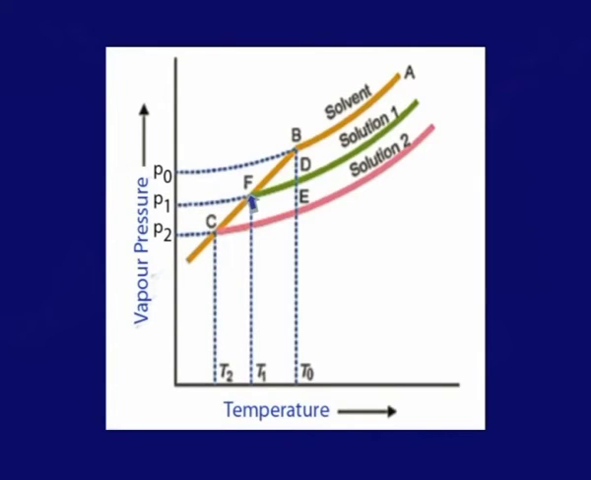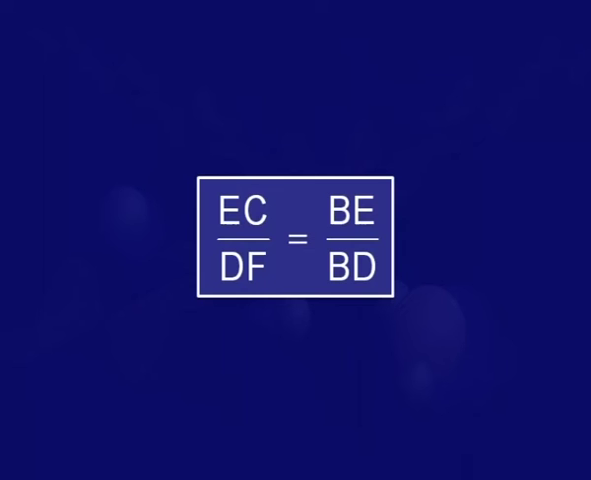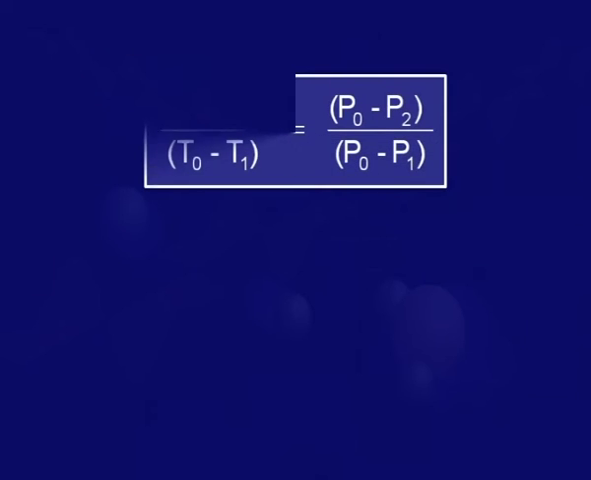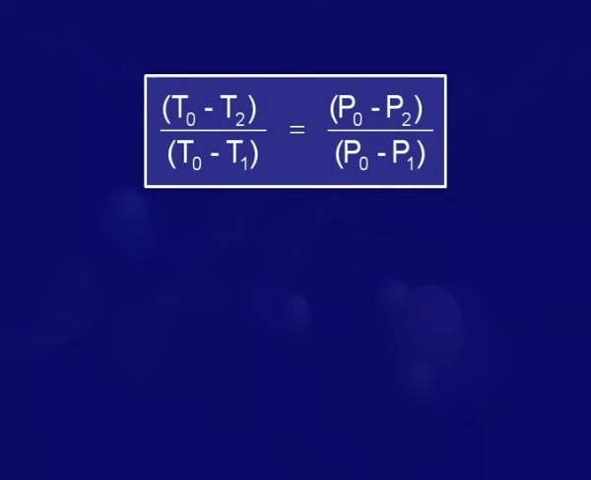For very dilute solutions, the curves FD and CE are almost straight lines and BC is also nearly a straight line. Therefore, triangle EBC and triangle DBF are similar. Hence, from the properties of similar triangles, we have EC upon DF equal to BE upon BD, which is again equal to T0 minus T2 upon T0 minus T1 equal to P0 minus P2 upon P0 minus P1.